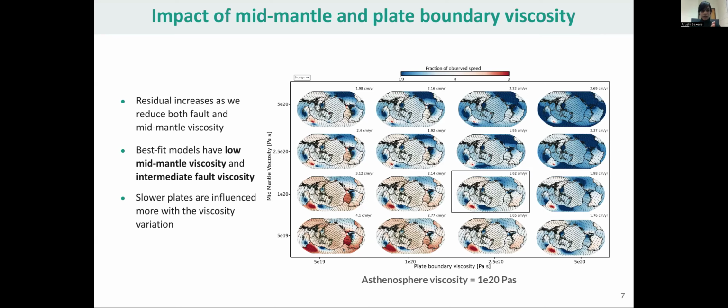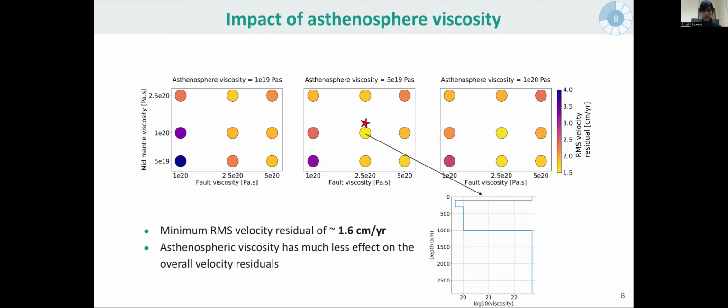So we try to calculate or quantify our RMS residual for each of these model parameter combinations. And what we find is that our best fit models have low mid-mantle viscosity, about 1E20, and intermediate fault viscosity. But this is, again, for one particular asthenosphere viscosity value. So next we do the same study for different asthenosphere viscosity.